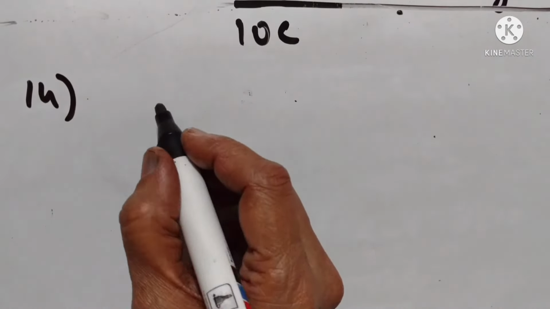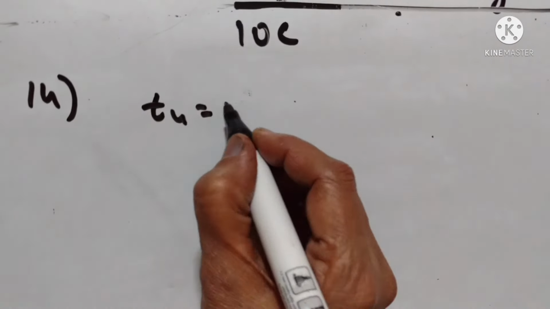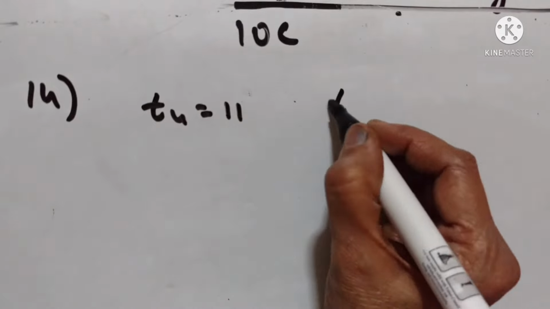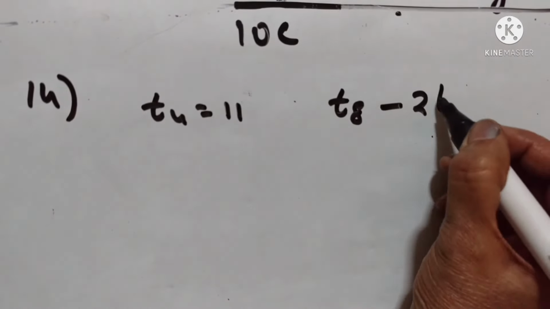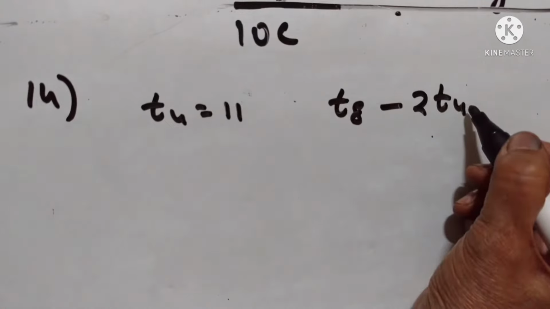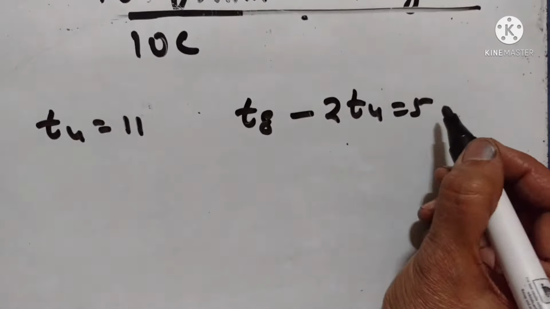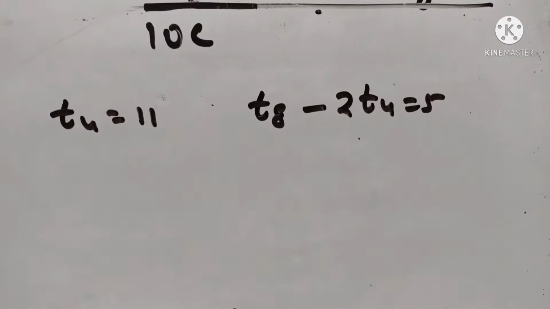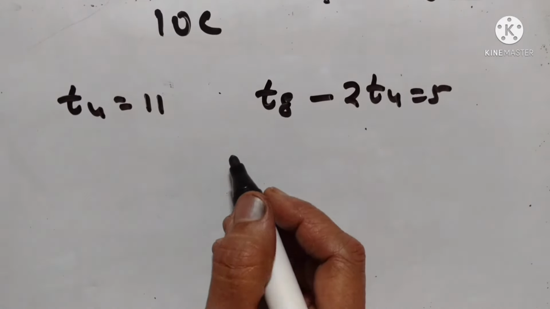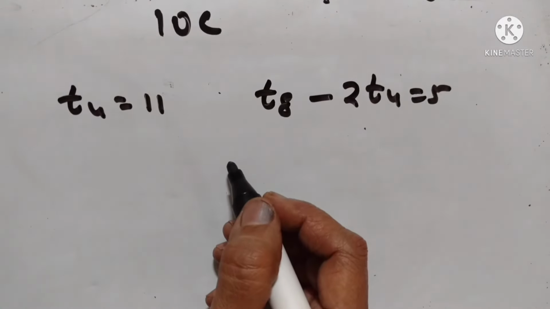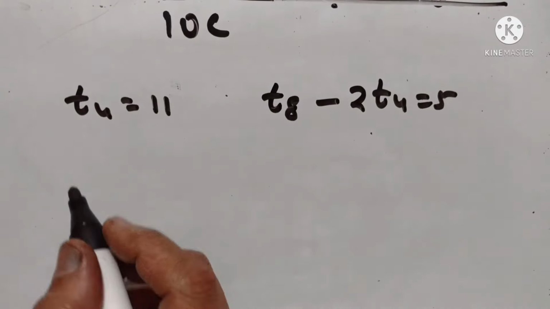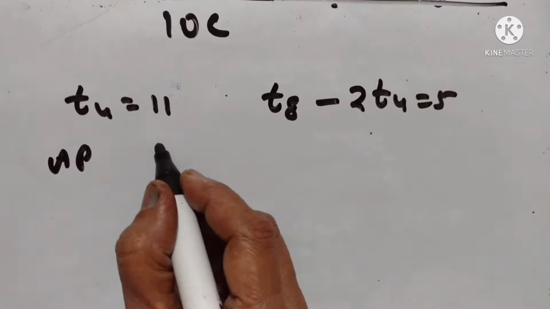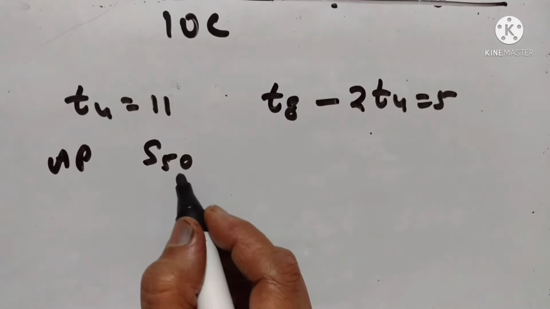14th problem. The fourth term of an AP is 11 and the eighth term exceeds twice the fourth term by 5. Find the AP and the sum of first 50 terms.